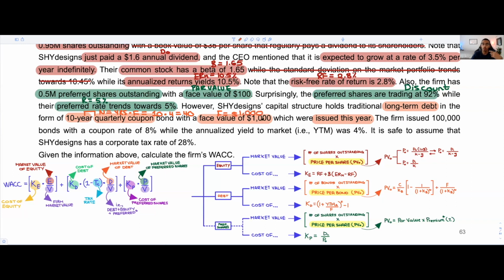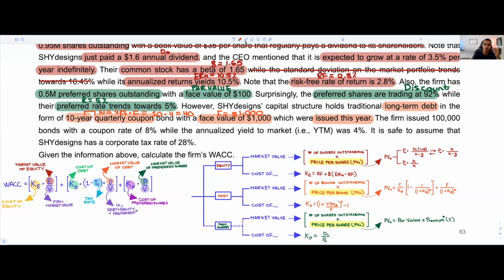And we also know that, once again, the bond was issued this year. So that's a bunch of really good information. Let's go ahead and read the next sentence. The firm issued 100,000 bonds with a coupon rate of 8%, while the annualized yield to market, so the annual yield to market, is 4%. Let's make sense of this sentence together.